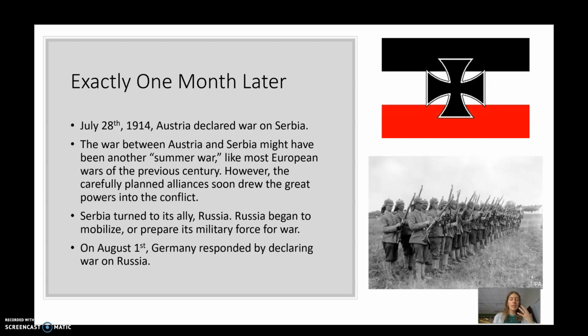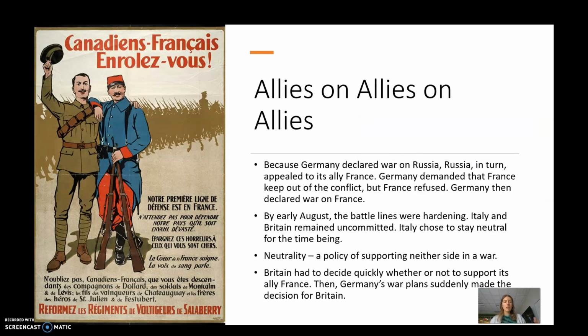Serbia turned to its ally Russia, and Russia said, "I got your back, let me mobilize and start to get my military ready for war." On August 1st, Germany responded to that military mobilization by declaring war on Russia. Here on the right side, we got the German flag that was during World War I, and then we got German soldiers starting to get ready. So allies on allies on allies.